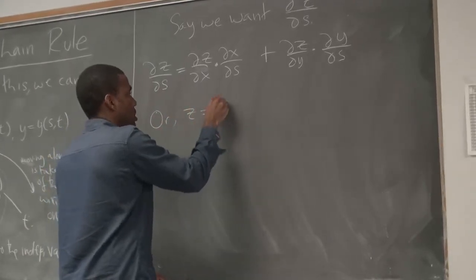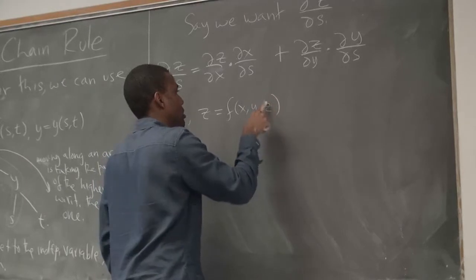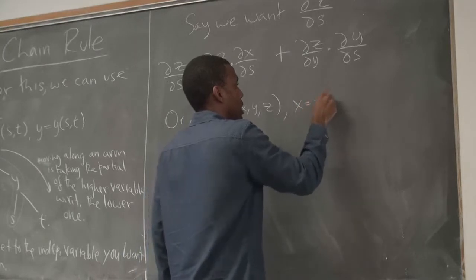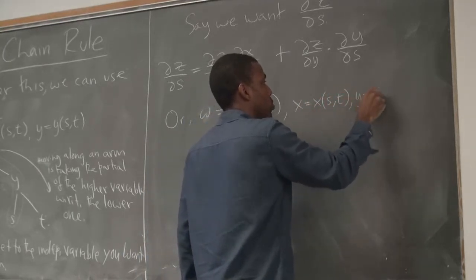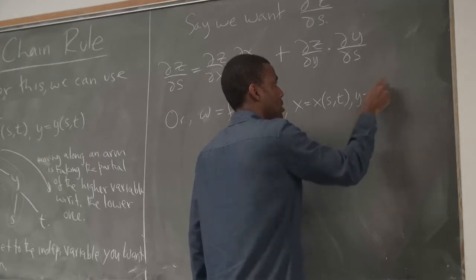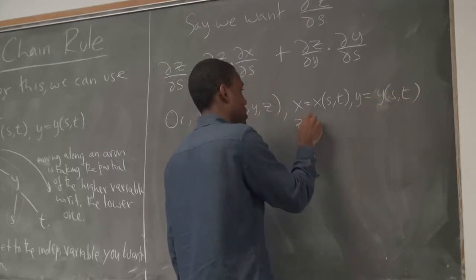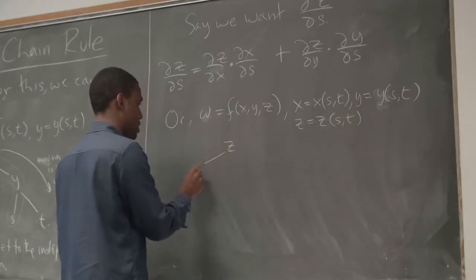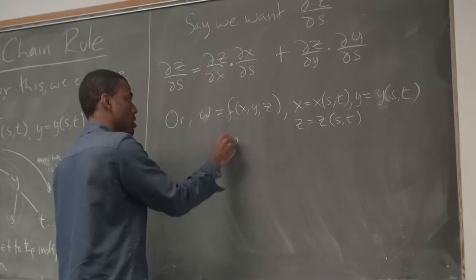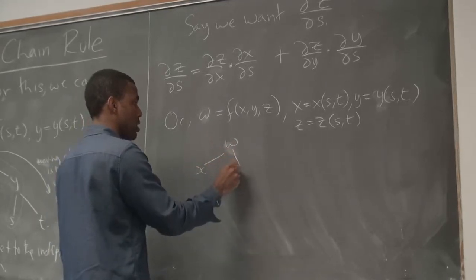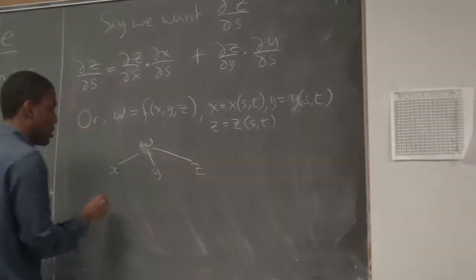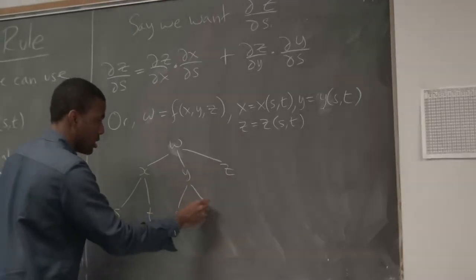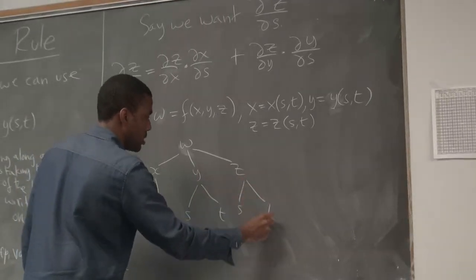Or let's say w is a function of x, y, z, where x is x of s,t, y is y of s,t, z is z of s,t. In this case, your tree diagram would look like, starts at w, you can have three guys, x, y, or z, and each of these you have two guys, s and t, s and t, s and t.